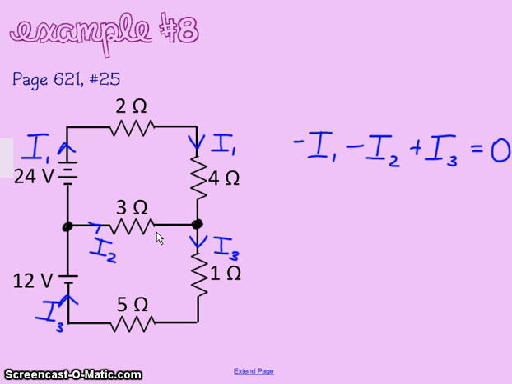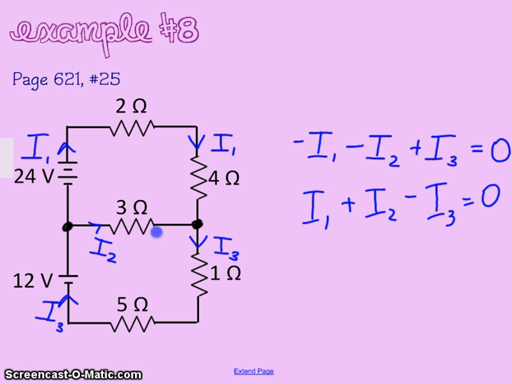Okay, so we're going to look at the other junction now. With the other junction, I1 is pointing toward it, I2 is pointing toward it, but I3 is pointing away. If you look at those two equations, you'll notice that they tell you the exact same thing, because if you take the top equation and multiply it by -1, you get the bottom equation.